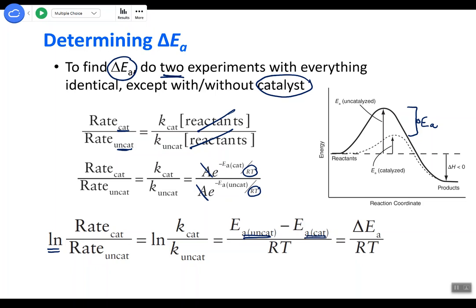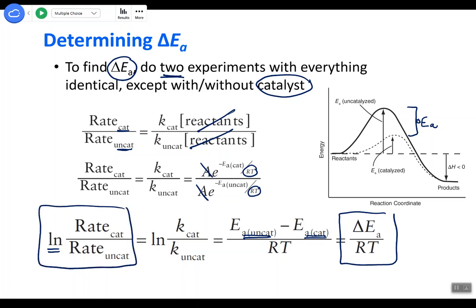How do we remember for delta EA which one to subtract from which? Well, we want to take the big number and subtract the smaller number so that we have a positive number left over. So we now have a handy formula. The change in activation energy is equal to RT times the ln of the ratio of the rates.